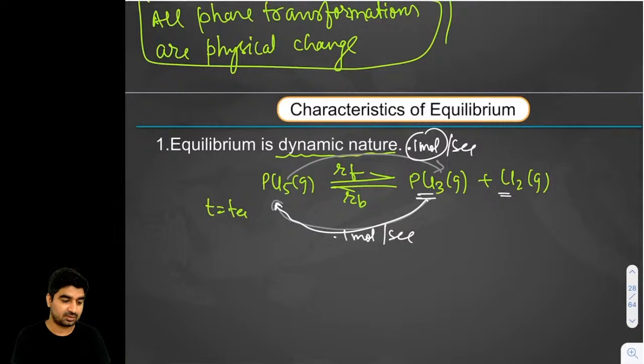Okay? Yes. Not Kf, Kb, but Rf, Rb: rate of forward reaction as well as rate of backward reaction. Kf, Kb are different. Yes, you can go through my chemical kinetics lectures. There I've explained Kf and Kb in detail. Any doubt, please ask. Yes, tell me guys.